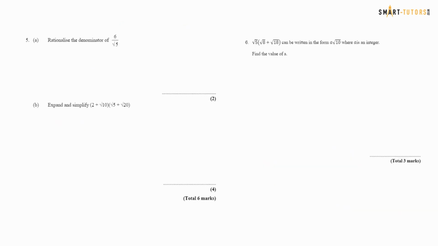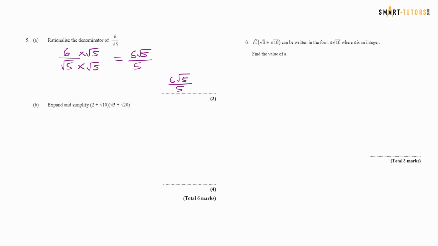Question number 5. Rationalize the denominator. So 6 over root 5. I'm multiplying by root 5, top and bottom, I mean the denominator and the numerator. So 6 root 5. Root 5 times root 5 is 5. So 6 root 5 over 5.